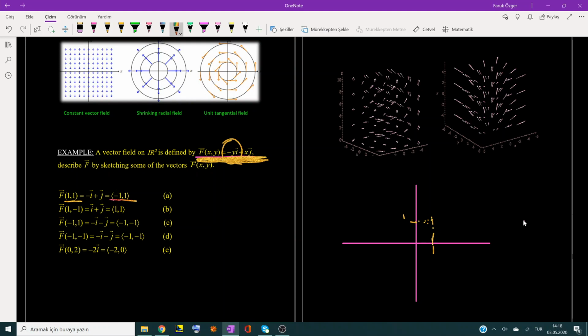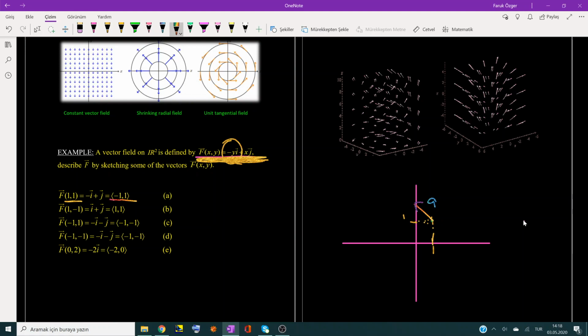What does it mean, minus 1 and 1? 1 unit left, 1 unit up. So 1 unit left, 1 unit up, something like this. So this is A.